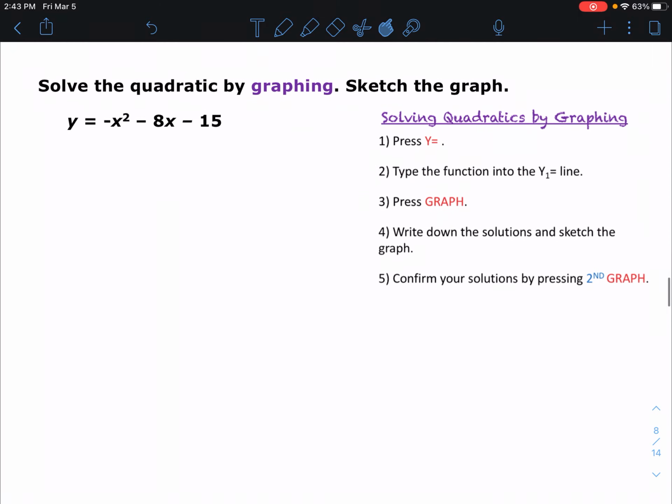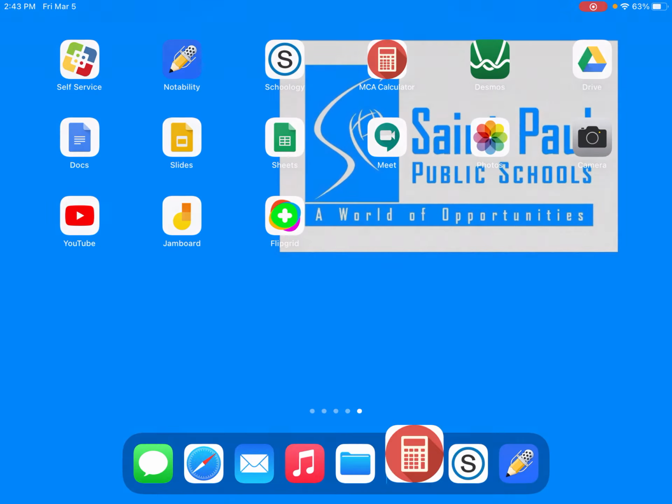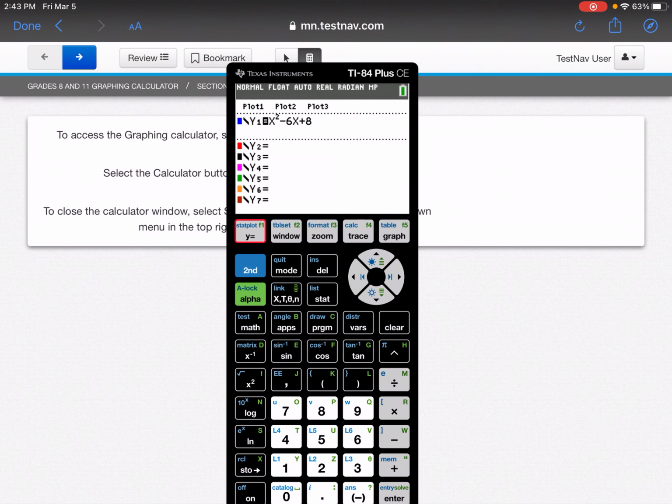Okay, so let's take a look at this one. Solve the quadratic by graphing, again sketch the graph. So we're going to go back into our function, and this time it's negative x squared minus 8x minus 15. Okay, so I'm going to type that into the y equals screen.